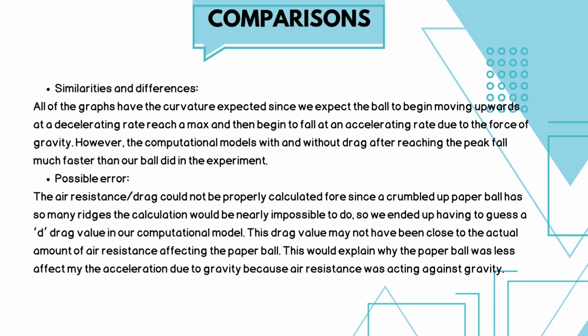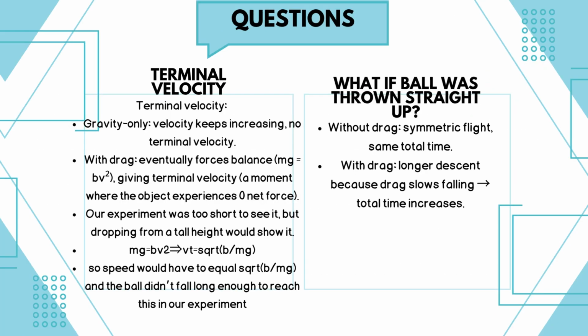Possible error: the air resistance or drag that we used could not be properly calculated because a crumpled-up piece of paper has so many ridges, the calculation would be nearly impossible. So we had to guess a drag value, and the drag value may not have been close to the actual amount of air resistance affecting our ball. And this would explain why the paper ball was less affected by the acceleration due to gravity, because air resistance was acting against gravity.